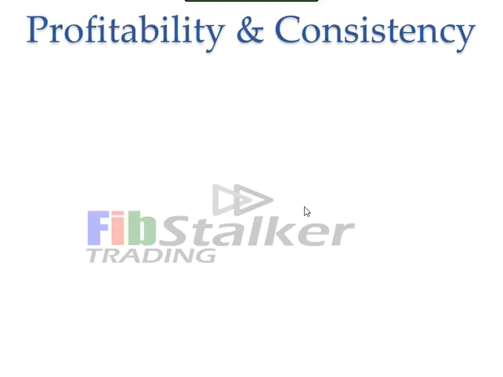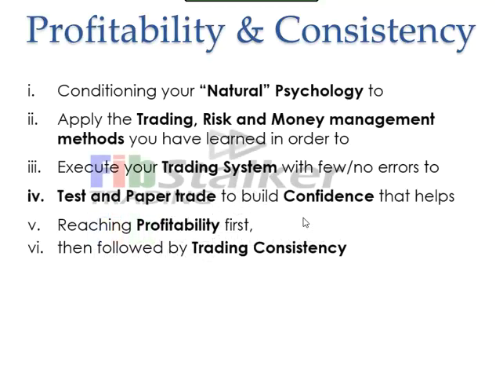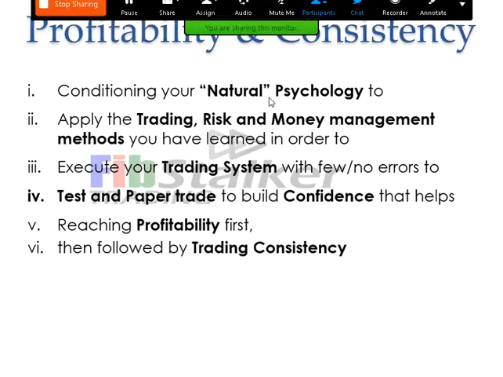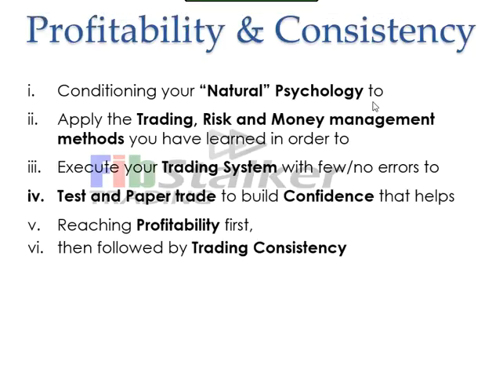All right. Now, on top of that, we will have a profitability and consistency series. This will help condition your natural psychology that you bring to the market, which is not always useful to trade the market. You will apply the trading, risk, and money management methods that you have learned in the core part. You will execute your or my trading systems with few or no errors. And to do that, you will need to test and paper trade at the beginning and build confidence in what works. And this will help you eventually reach profitability first and then trading consistency.